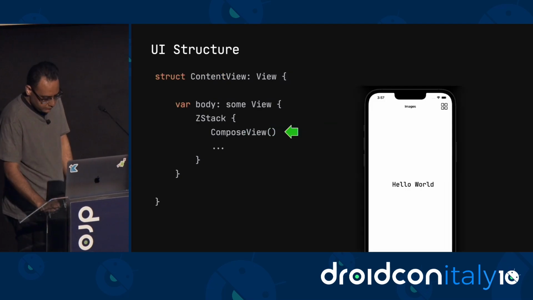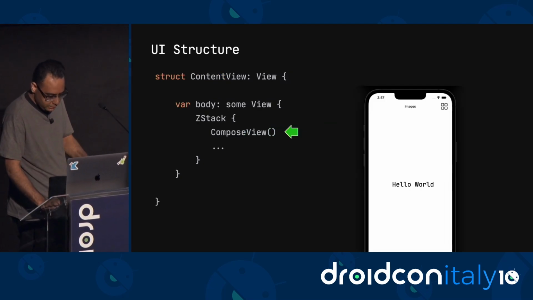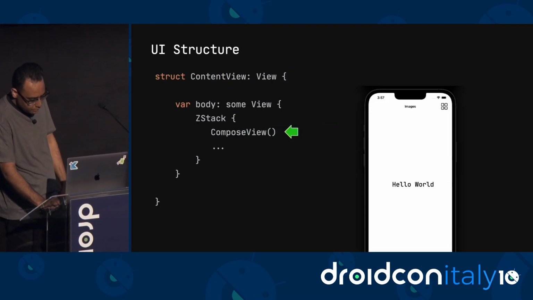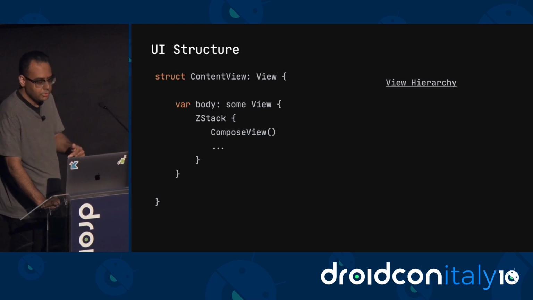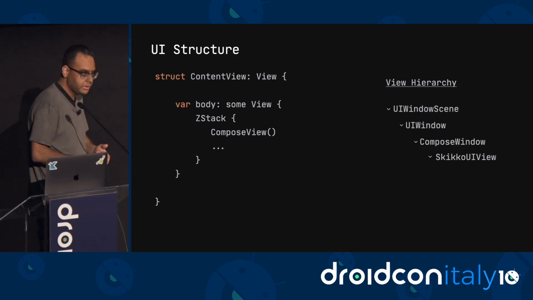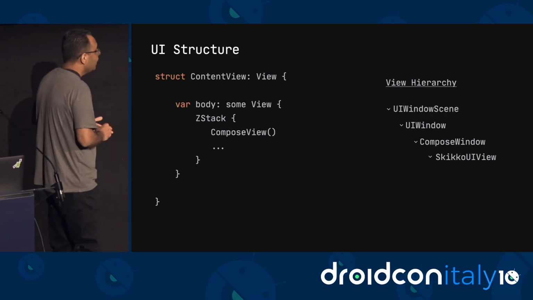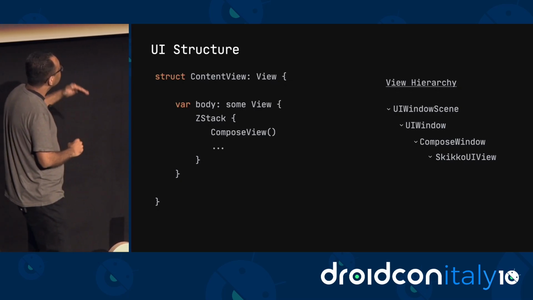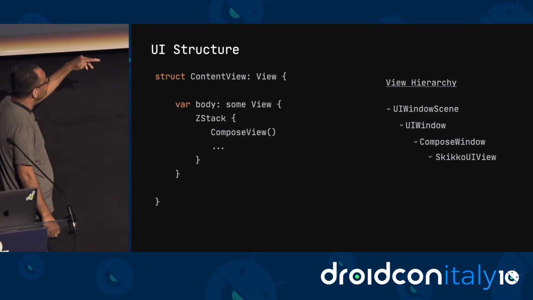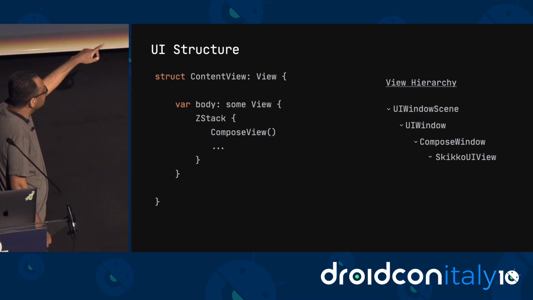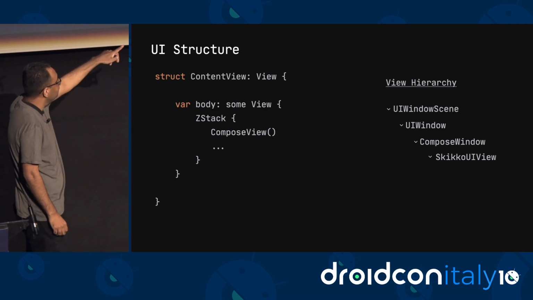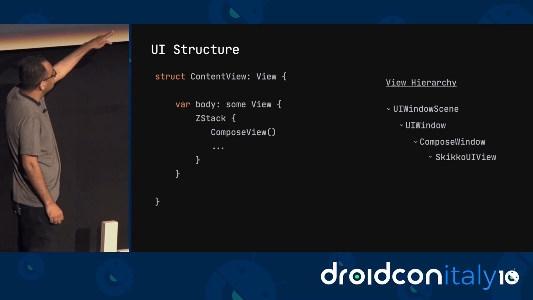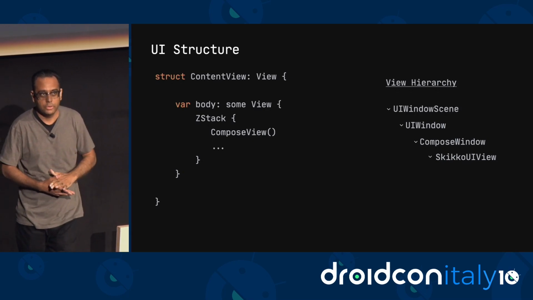Let's look at it. This is how the hello world displays in an iOS simulator. When you look at the view hierarchy in Xcode, it looks something like this, and it's not what you may expect. When you look at this, you see that there are a couple of things that it made. You have the window scene, the UI window, which are iOS things, but it made a compose window layer right there, and it made something called SkikoUIView. You'll always see that.